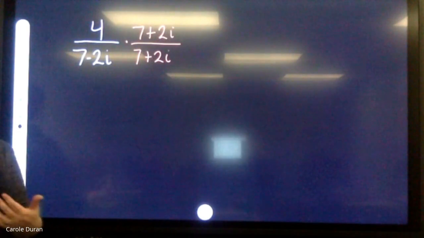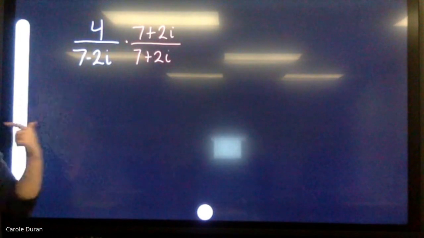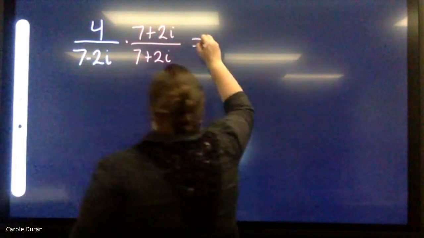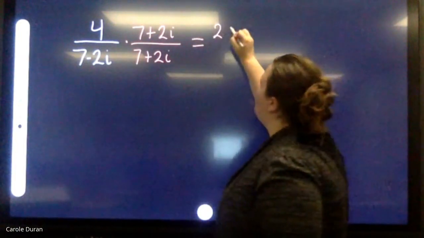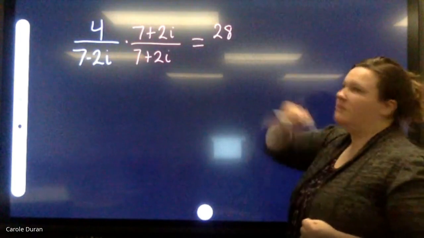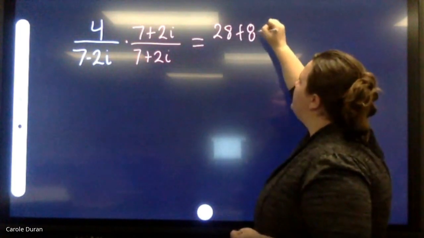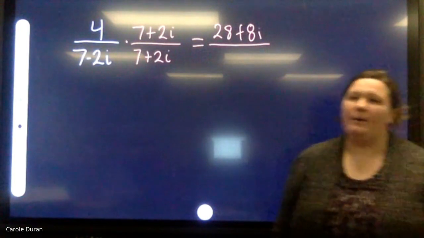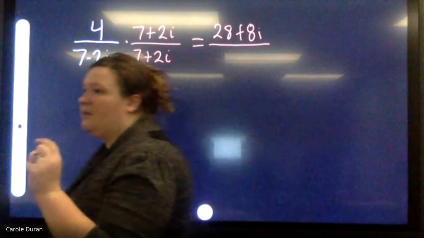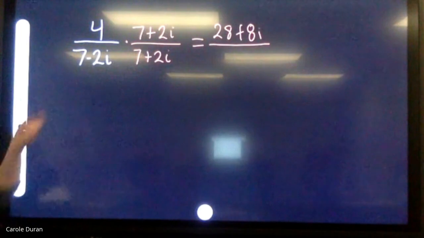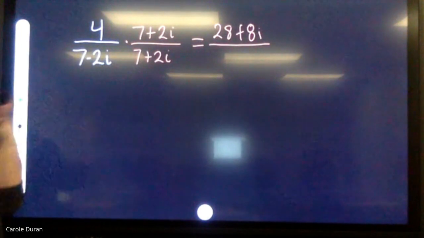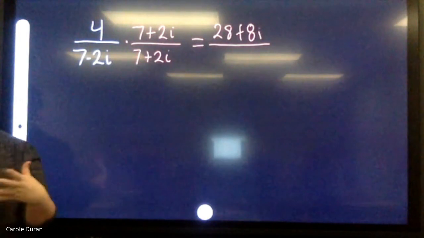So my numerator is going to be really easy because I'm just taking 4 and multiplying it into both of those terms. So what's 4 times 7? What's 4 times 2i? So I get 28 plus 8i in my numerator. My denominator, however, is not as straightforward. Yes, Eli? Why is it 7 plus 2i? Because I needed the conjugate because it's going to allow my i's to cancel. So somebody way smarter than us figured out that this works every single time.